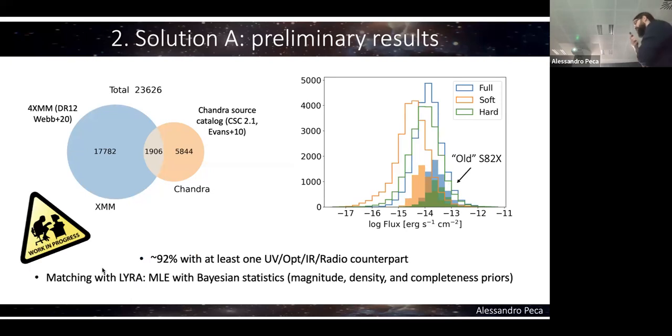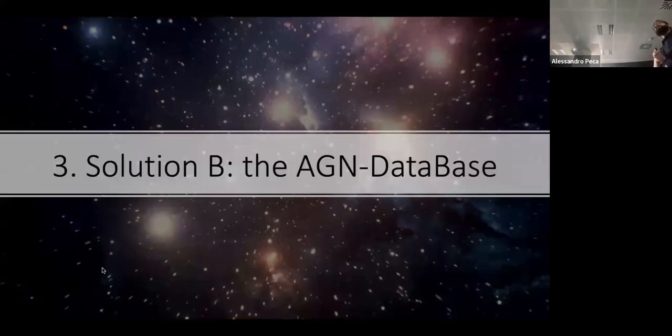I already matched the new catalog with multiband counterparts. We have 92% of X-ray sources with at least 1 multiband counterpart. We did the matching with Lyra, which is a maximum likelihood estimator that I wrote, and it includes Bayesian statistics and is also able to automatically find priors of magnitude, densities, completeness priors, and you can add even more of them. But let's go to solution B, the AGN-DataBase.